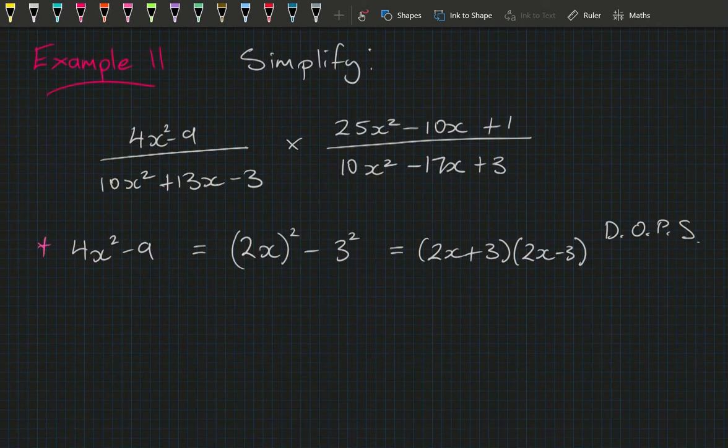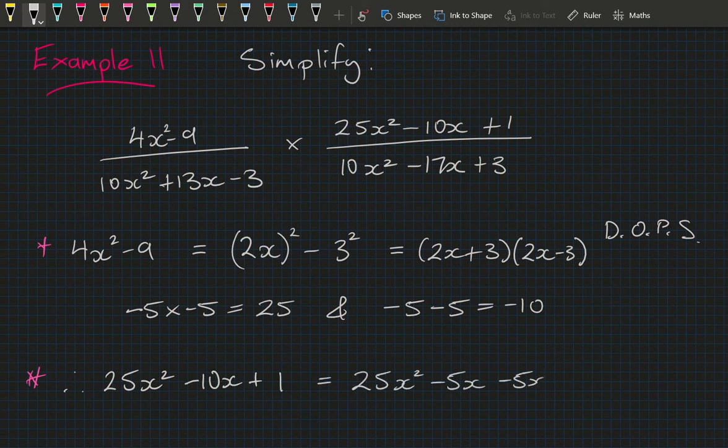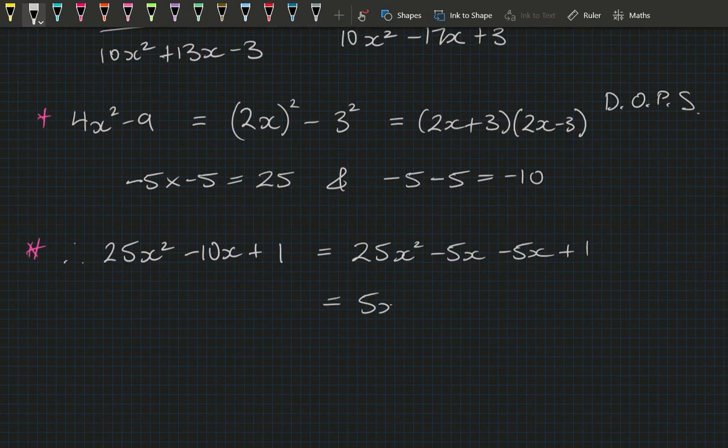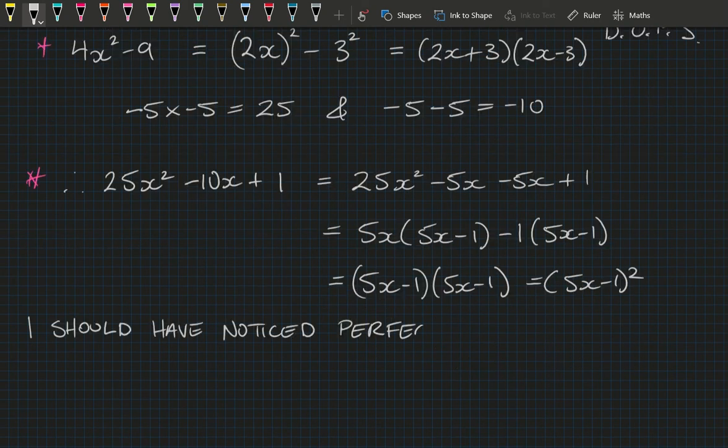And because minus 5 times minus 5 equals 25 and minus 5 minus 5 equals minus 10, therefore 25x squared minus 10x plus 1 is equal to 25x squared minus 5x minus 5x plus 1. And taking out common factors, we end up with 5x times 5x minus 1 minus 1 times 5x minus 1, which equals 5x minus 1 times 5x minus 1, which equals 5x minus 1 squared. I should have noticed the perfect square there.